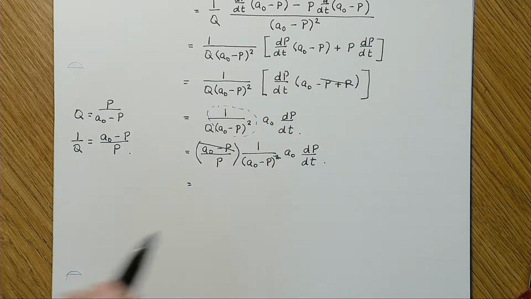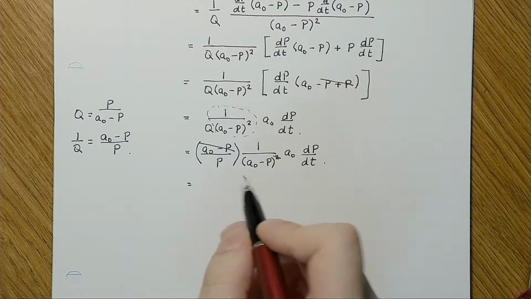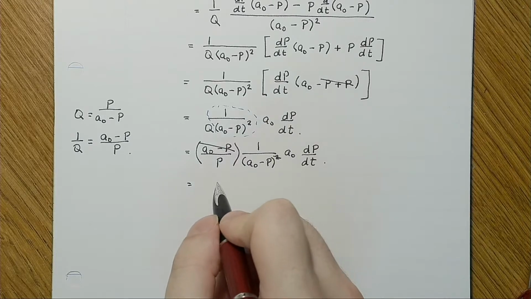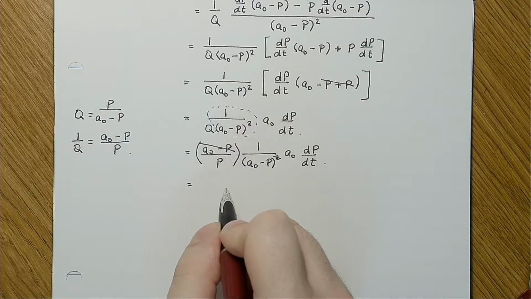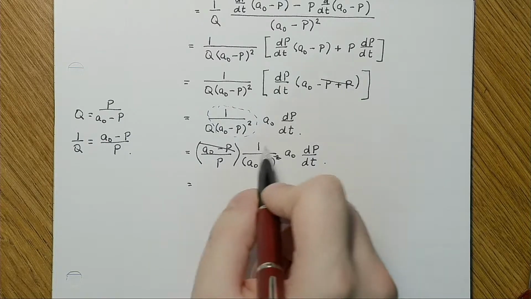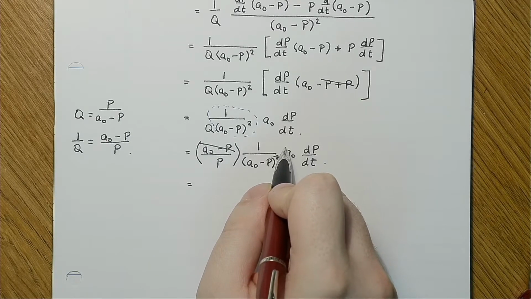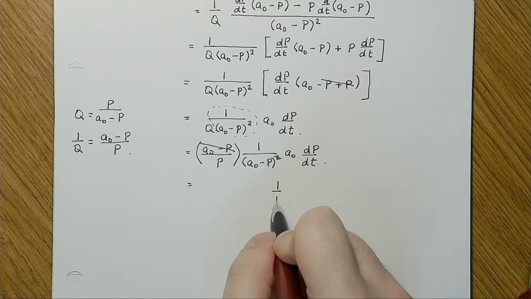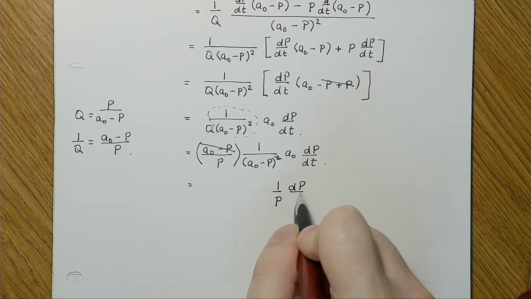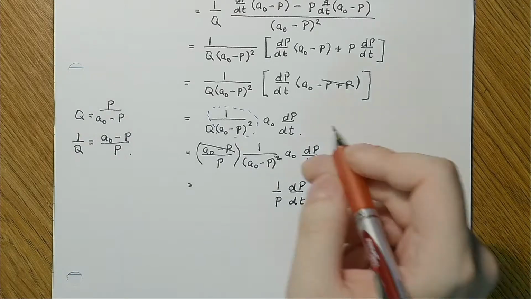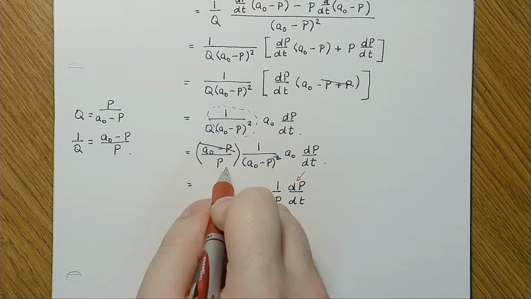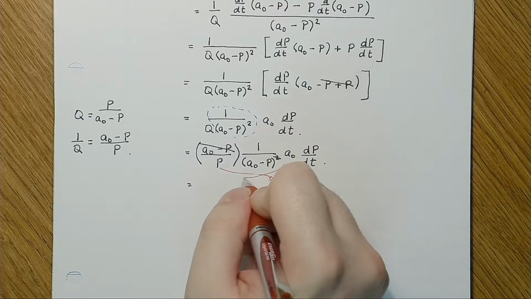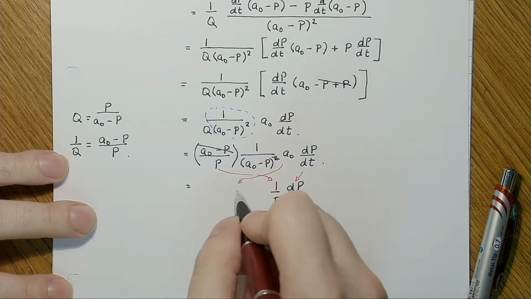Hopefully, I know the algebra can kind of look a little daunting, but what I'm going to do is just rearrange here. So I'll do the 1 over p here, dp by dt. So again, I'm just moving this here. I'm taking this p, I'm putting it here. And then I'll take this a naught and move that over there.